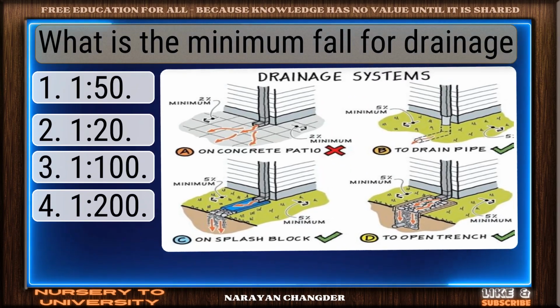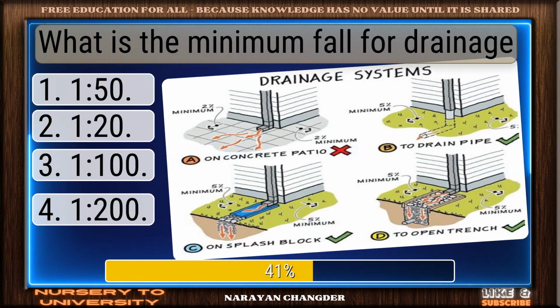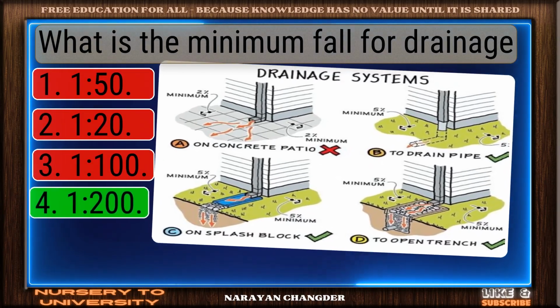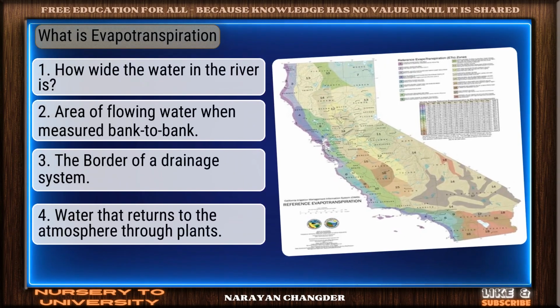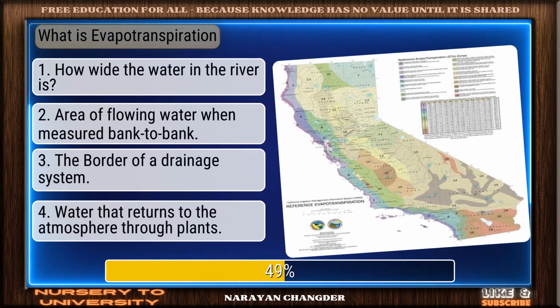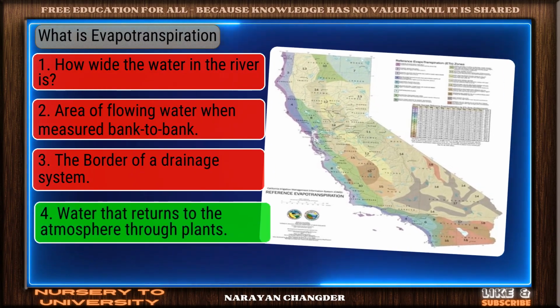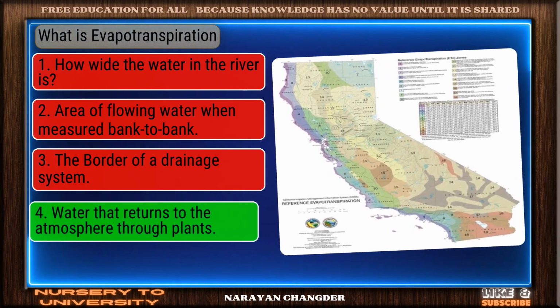What is the minimum fall for drainage? Bravo. 200 is the answer. What is evapotranspiration? Good job. Your answer, water that returns to the atmosphere through plants, works well here.